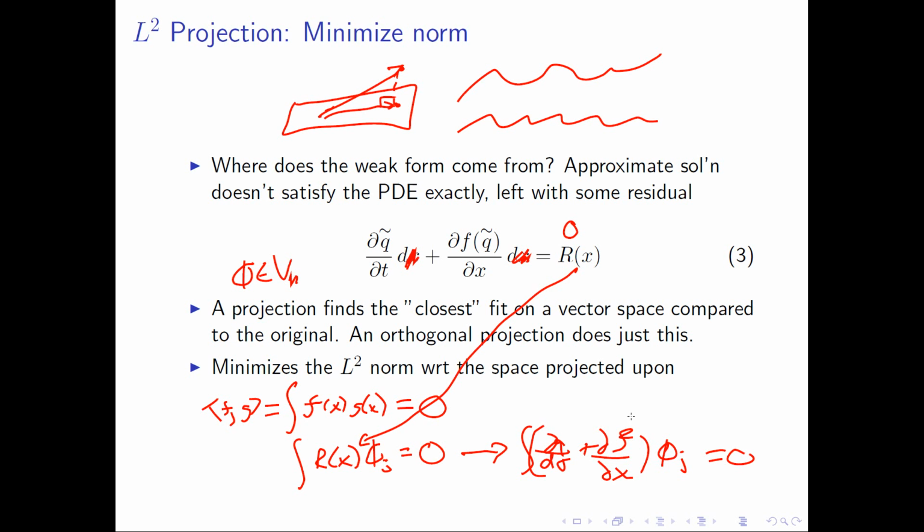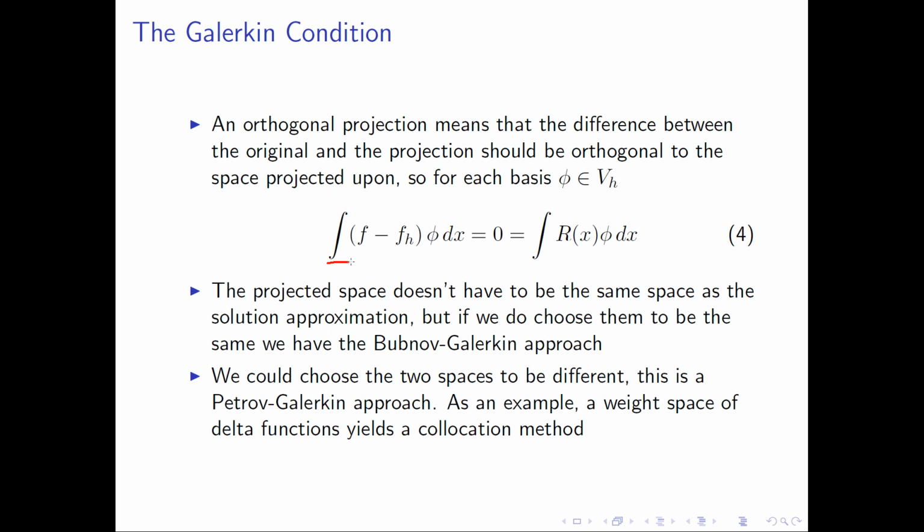So really what our weak form is saying then is it's enforcing an orthogonal projection of our approximation onto an approximation space. So this is more or less just restating what we already said here. But notice the projected space doesn't have to be the same space as the solution approximation. If we take the finite element approach and we choose them to be the same, then we get, to be pedantic, the Bubnov-Galerkin approach. However, if we were to choose the two spaces to be different, this would be what's called a Petrov-Galerkin approach. So you could imagine then that your weighting basis functions could be something completely different than what your solution approximation basis functions are.